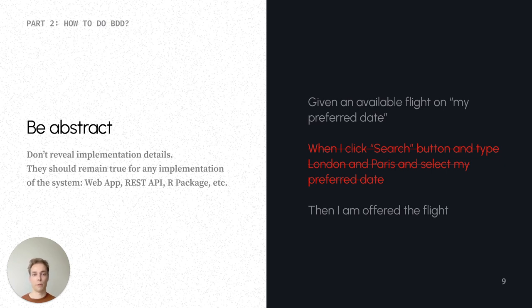Include only information that is essential to describe the behavior. So if we describe the action as when I click search button and type London and Paris and select my preferred date, we reveal a ton of information about our system. So we see that it has a graphical interface. This is bad specification. We need to be abstract.